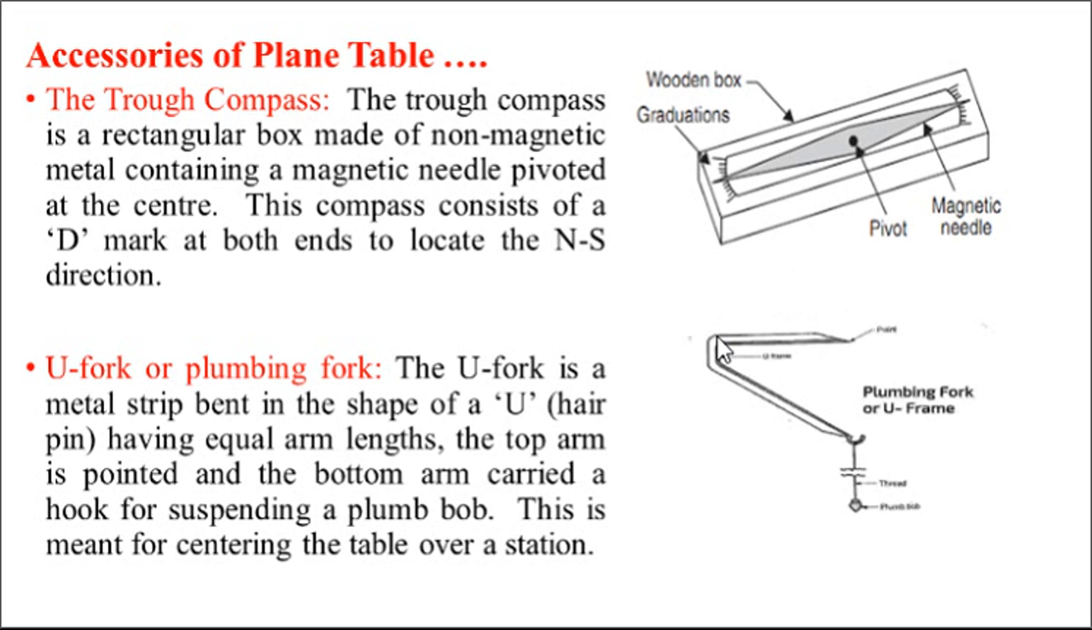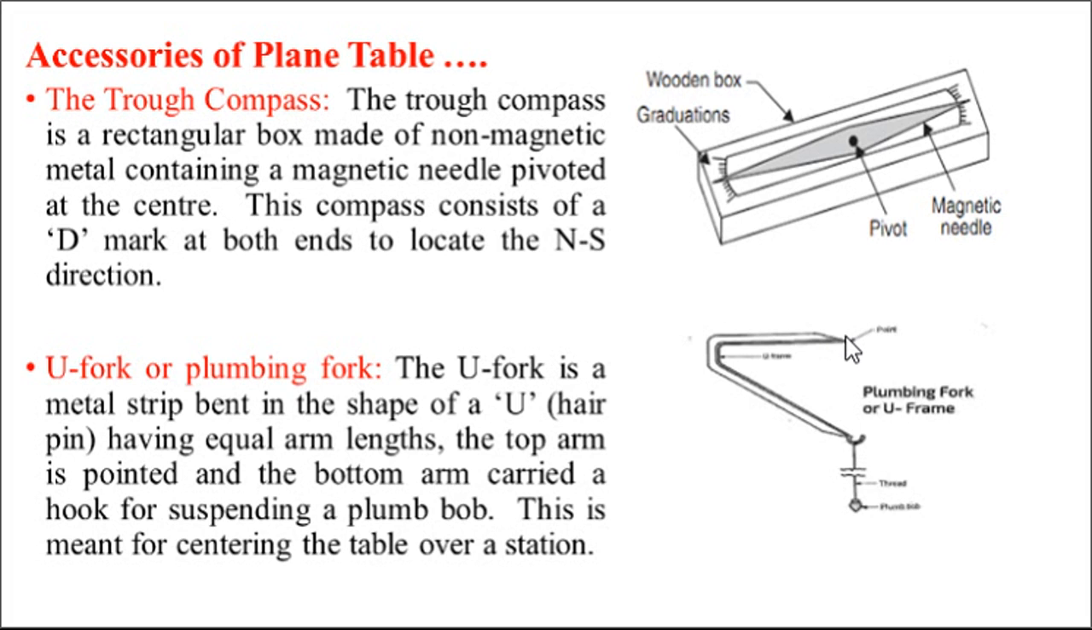As the shape of this instrument is just like the letter U, that's why it is also called the U fork. The U fork is a metal strip bent in the shape of a U, having equal arm length. The top arm is pointed and the bottom arm carries a hook for suspending a plumb bob. This is meant for centering the plane table over the station.